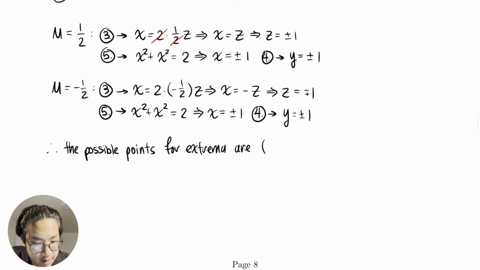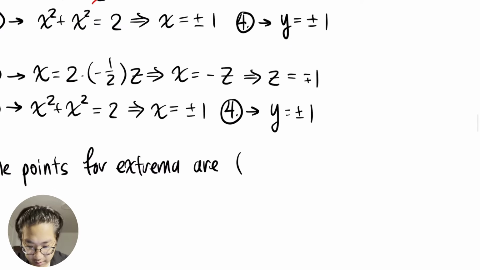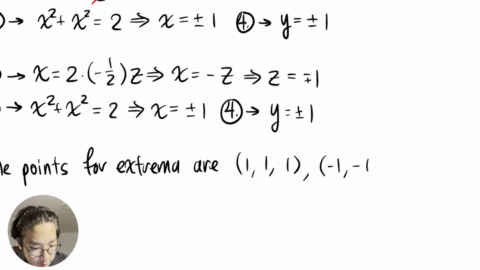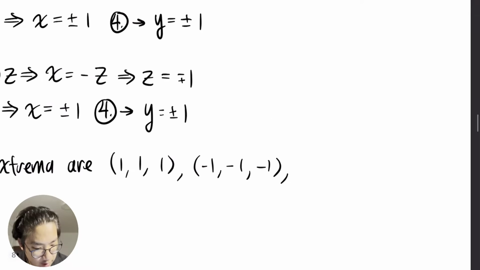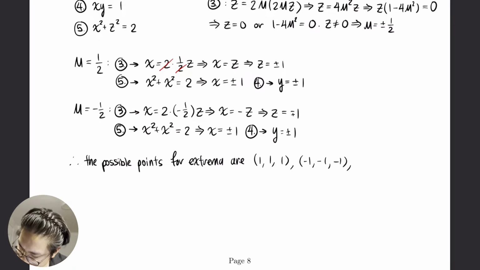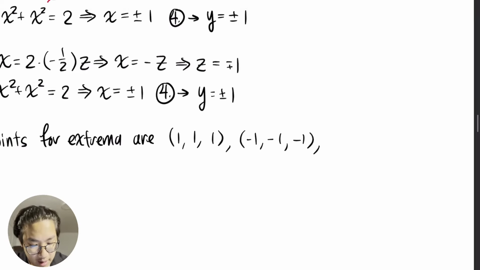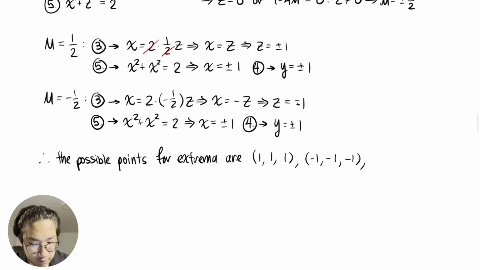We have when they're all positive or when they're all negative. So 1, 1, 1, negative 1, negative 1, negative 1. I'll try to fit it. Let's see if I can fit. Actually, no, I probably can't. That's fine. So that's from the first option over here.